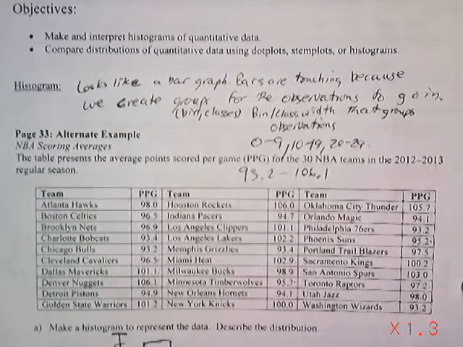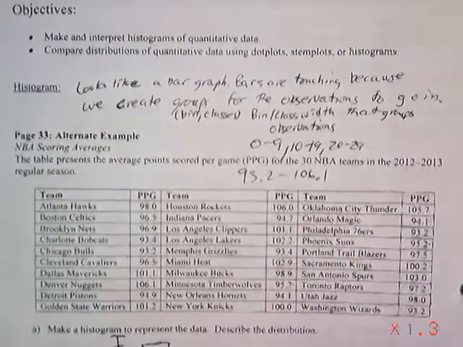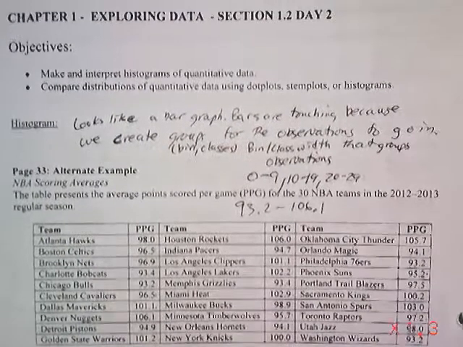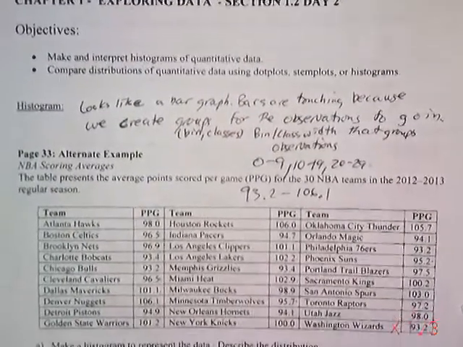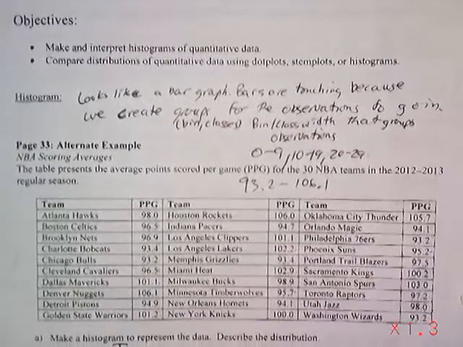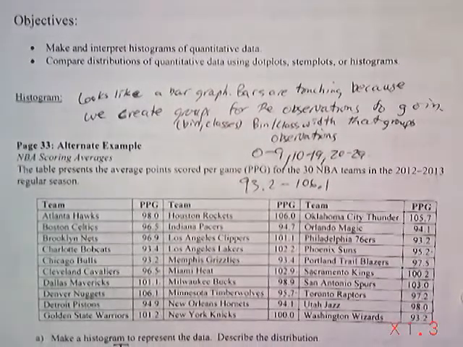Today, this is section 1.2 again, day 2, our second day of doing 1.2. Our objectives are to make and interpret histograms of quantitative data and compare distributions of quantitative data using dot plots, stem plots, or histograms. We talked a little bit about that last time. We'll talk about it again today.